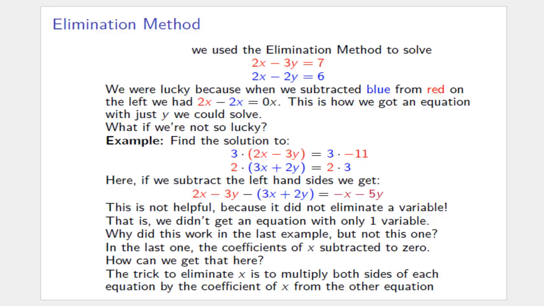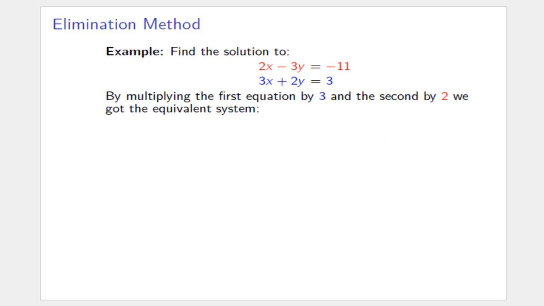by 2. In the top equation, this simplifies to 6x minus 9y once we distribute the 3, and negative 33 on the right. In the bottom equation, the left-hand side becomes 6x plus 4y when we distribute the 2, and 6 on the right-hand side. By multiplying the first equation by 3 and the second equation by 2, we got the equivalent system 6x minus 9y equals negative 33, and 6x plus 4y equals 6.